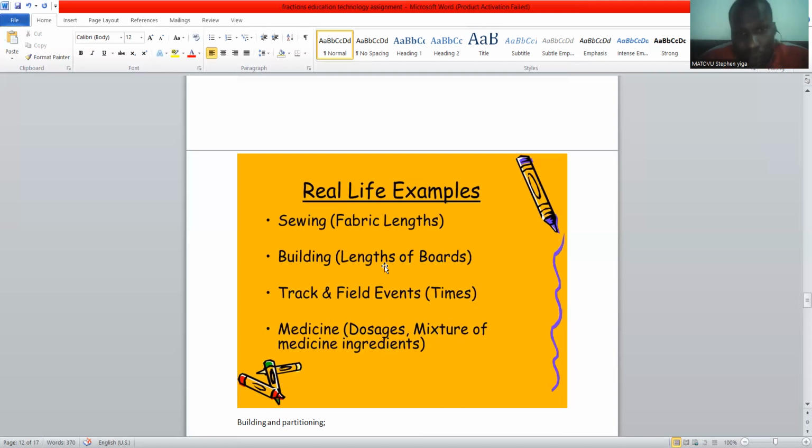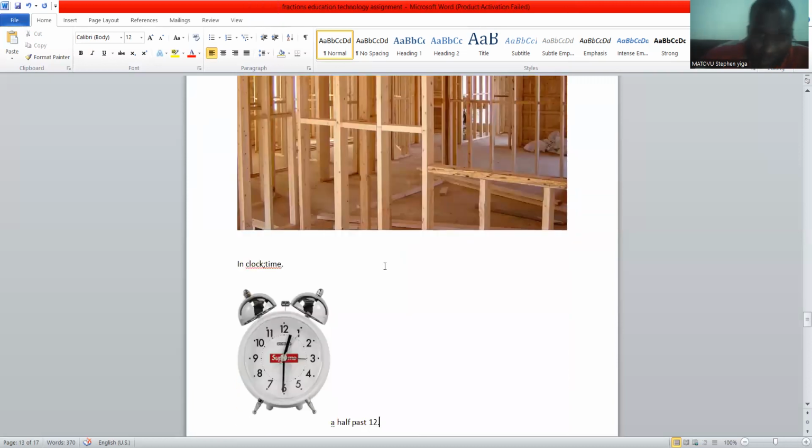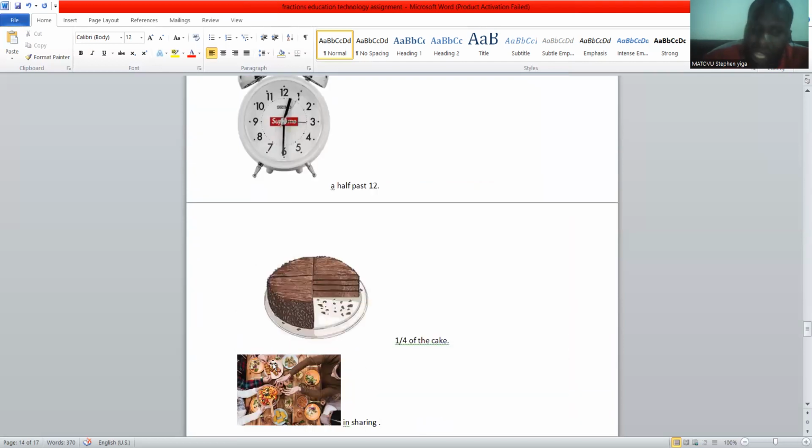That is application of a fraction. I think you can see the partitions. You can see the partitions here. You can see in clock time how fractions apply, like 12:30. In sharing, as we share cakes, a quarter of the cake, I shared a quarter of the cake. That is an application of fractions.